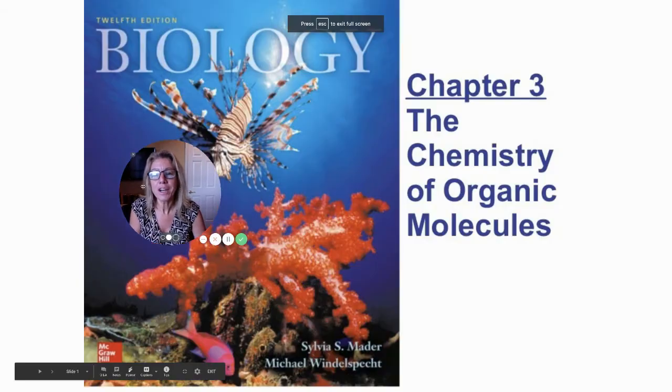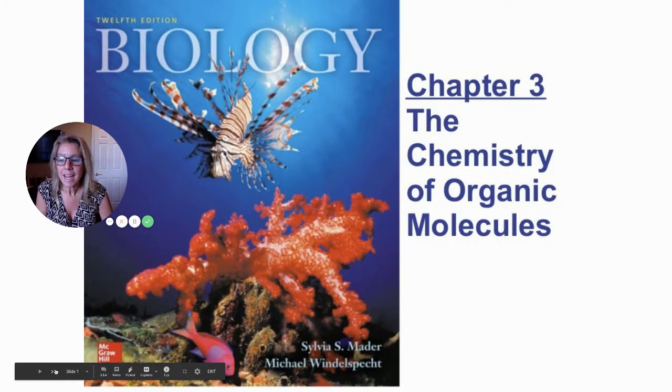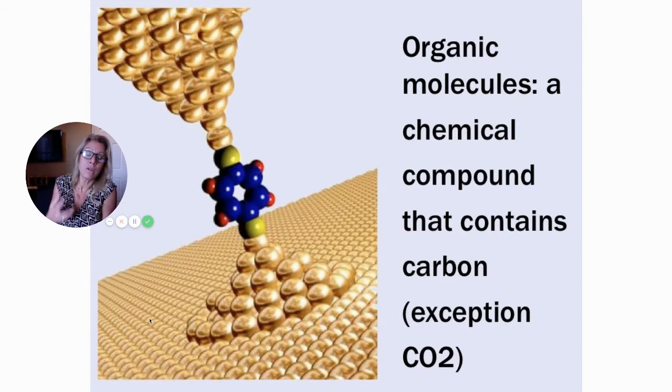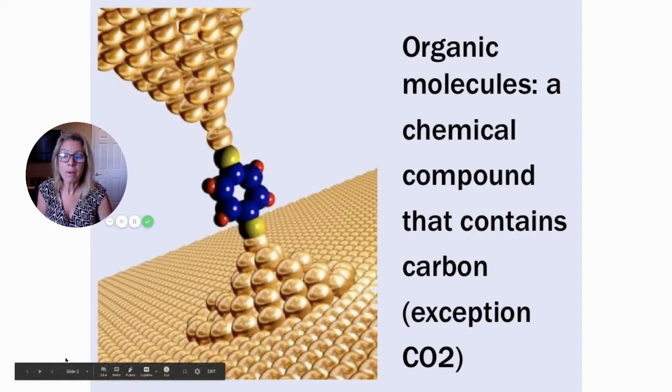Okay, so here we go, chapter 3. And the first thing I want to talk about is when something's organic, right? I'm not talking about in the grocery store, but an organic molecule is anything that contains carbon. One exception is CO2 because it's so simple. You might want to add that to your group shared notes up at the top where it says organic molecules, put a little dash there. Okay, a chemical compound that contains carbon.